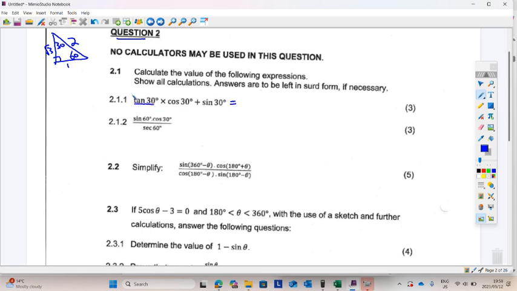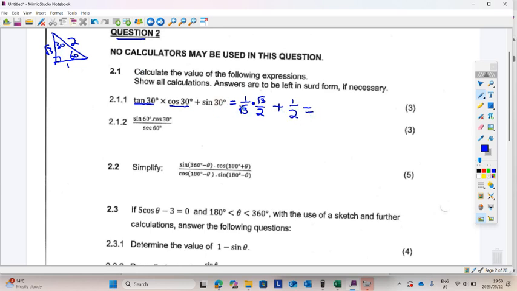So tan 30 from our triangle. This is our 30. Tan is opposite over adjacent. This is 1 over root 3 multiplied by cos 30. This is your 30. Cos is adjacent over hypotenuse. So that is root 3 over 2. And this is plus sin 30. Sin 30 is opposite over hypotenuse. That is 1 over 2.